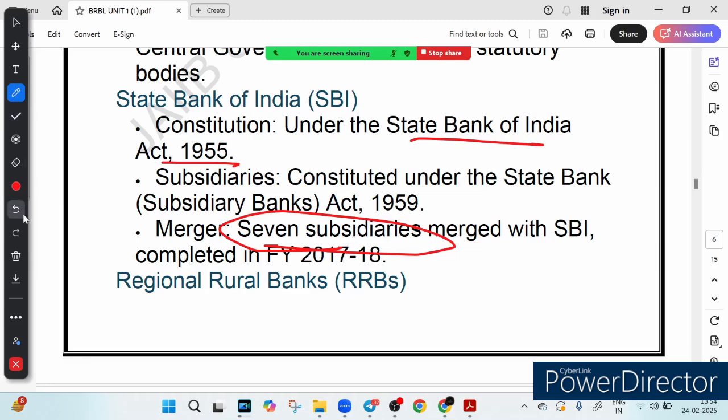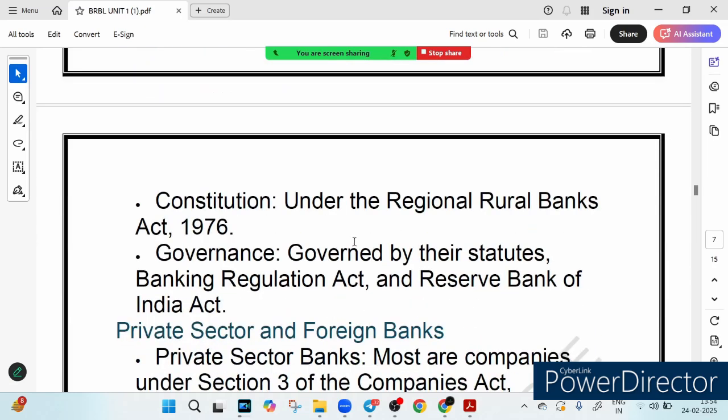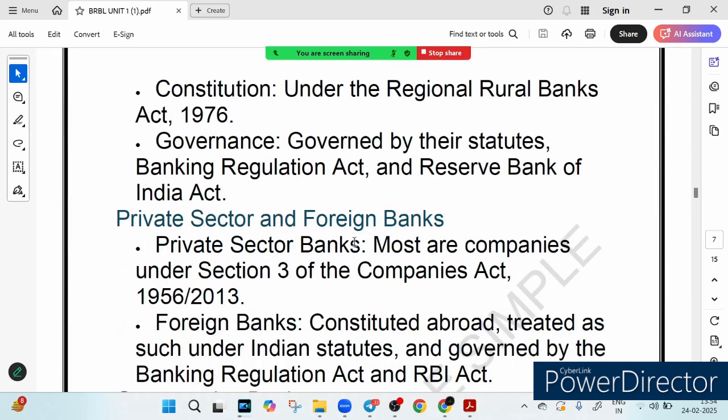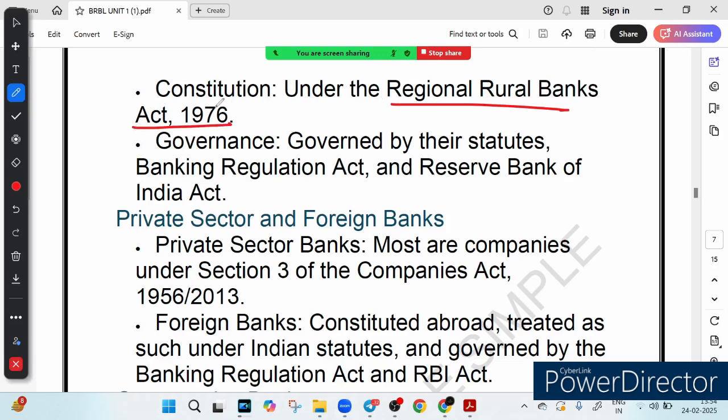Then we have something called RRB, the Regional Rural Bank. These banks are set up under the RRB Act 1976. First fact you must know: they were set up under the RRB Act 1976, and their job is to focus on rural areas. As the name suggests, they are regional rural banks, making banking more accessible to the countryside, and they are governed by the same rules as other banks, including the Banking Regulation Act and RBI Act.